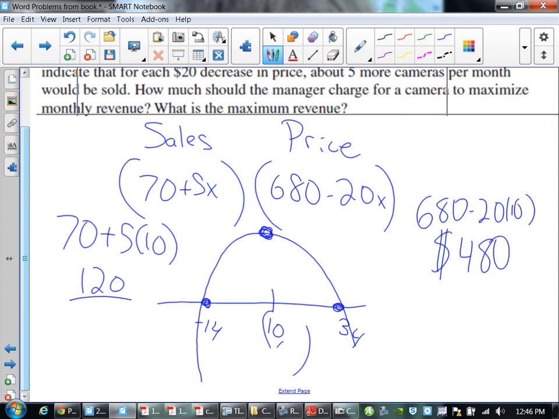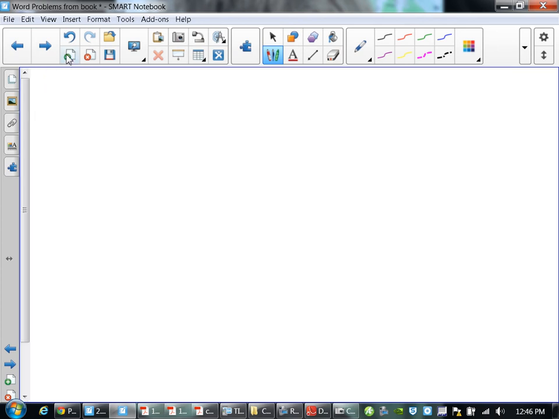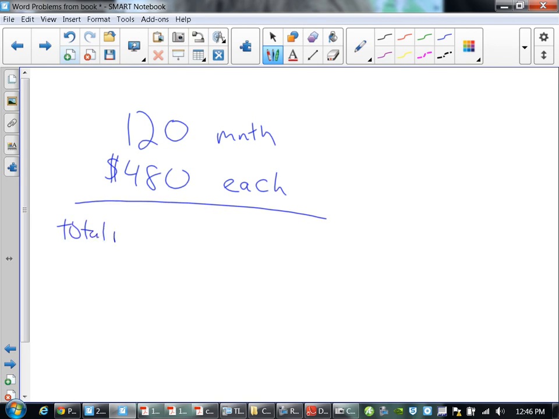So that gives me what I'm selling it for and how many I'm selling. What do I do with those two numbers to figure out how much money I'm making? That's it. And I know you guys did these last year. I'm selling 120 of them a month at $480 each, which means my total revenue, multiply the two together. That's a lot of cameras. And that's what you're looking at. Once you get that 10, can you plug that into the FOIL and get your answer? Basically you can do that, because it's still going to give you the total revenue.